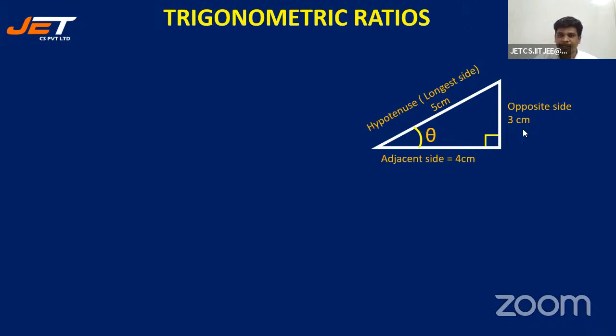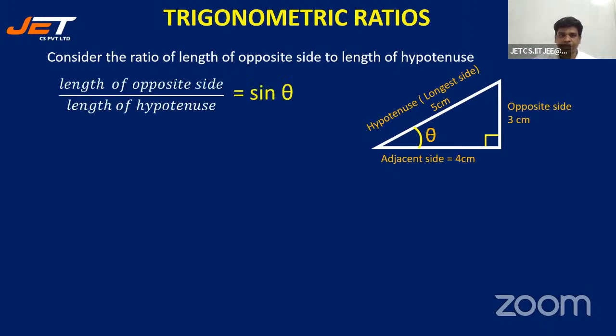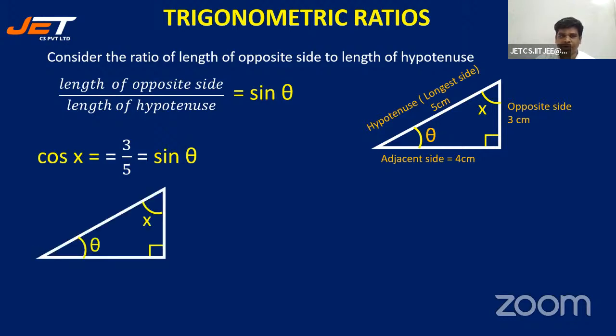So we've got the opposite side, adjacent side, and hypotenuse. The ratio of the opposite side to the length of the hypotenuse is defined as sine theta. Now the other angle is x over there. Cos x over here is equal to 3 by 5, which is equal to sine theta. All these things you have learned in 10th, but don't worry, we will have a new approach today, a new way of looking at all these things again, which is very important for physics at the +2 level.